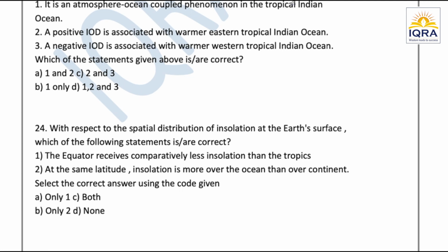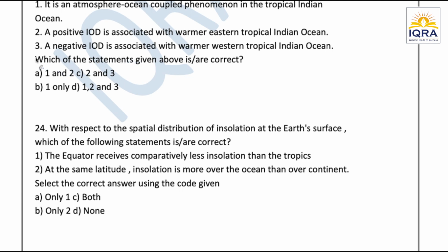Consider the following statements with respect to the Indian Ocean Dipole. We will see the Indian Ocean Dipole. First statement says, it is an atmosphere-ocean coupled phenomenon in the tropical Indian Ocean. A positive IOD is associated with warmer eastern tropical Indian Ocean, and a negative IOD is associated with warmer western tropical Indian Ocean. Okay?